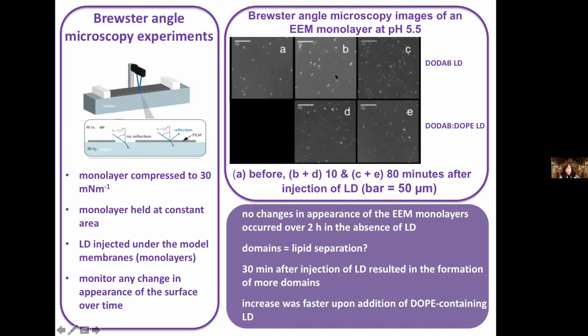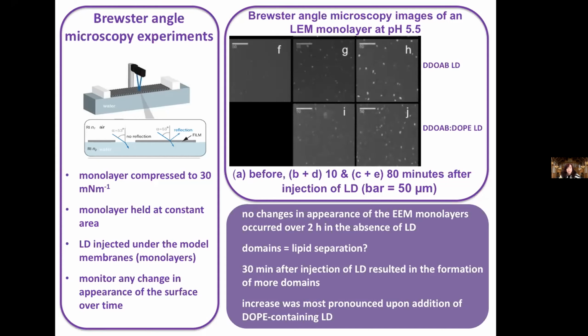When we add the lipoplexes, the top one is in the absence of DOPE, and here are lipoplexes with DOPE. You can see an increase in the number of the little white domain regions, and this interaction occurs really quickly, within 30 minutes, which is exactly what we saw at the trough. And you can see there's slightly more interaction, or you'll have to believe me, slightly more interaction when we actually have lipoplexes containing DOPE. So again, we're seeing this differential interaction between the lipoplexes in the presence and the absence of the helper lipid.